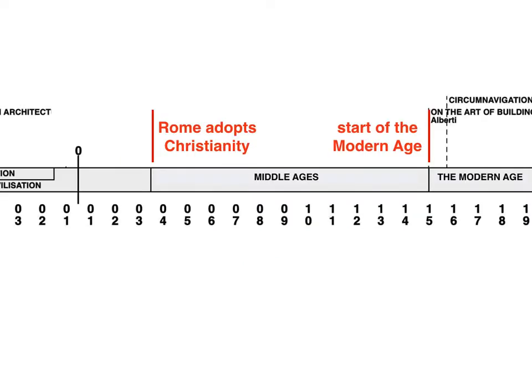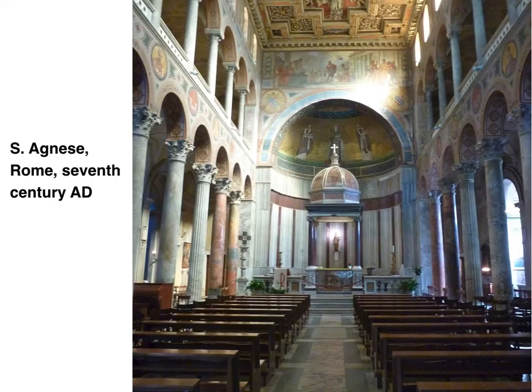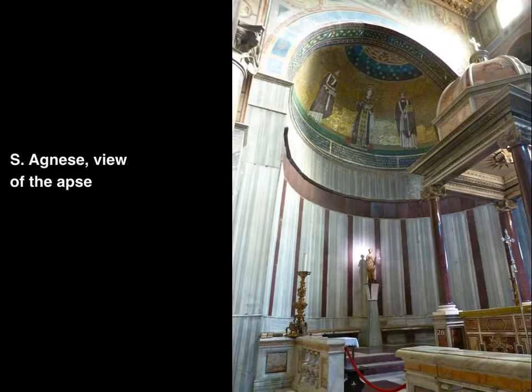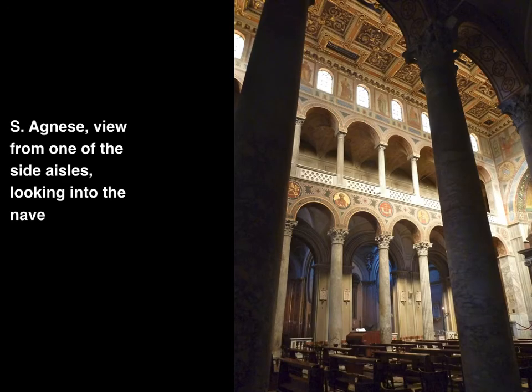As I say, the peristyle and the basilica were dominant forms throughout the Middle Ages. Here is a basilica type from quite early on in that period. It was built in Rome in the 7th century CE. It is named after St. Agnes. Here is a close-up view of the apse. And here's a view looking from one of the side aisles into the nave.